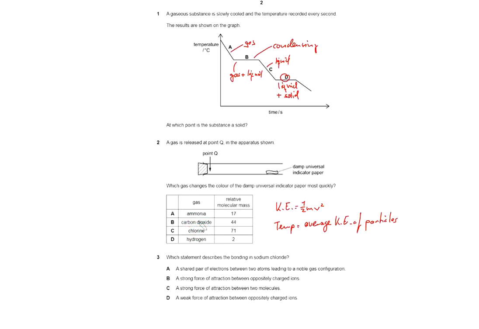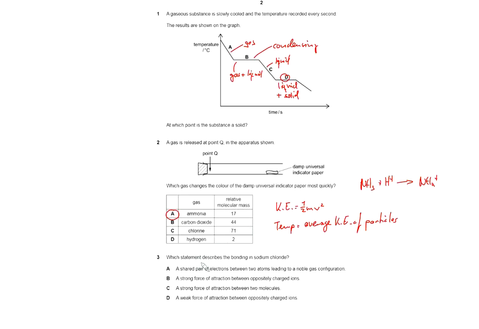Ammonia is acting as a base. Ammonia is NH3. It can accept hydrogen ions to form ammonium. Therefore, it is a base. It's a hydrogen ion acceptor, and it will change the color of the universal indicator paper to blue. And chlorine would bleach the universal indicator paper. However, ammonia is the correct answer here because it has lower mass than chlorine and will diffuse faster.